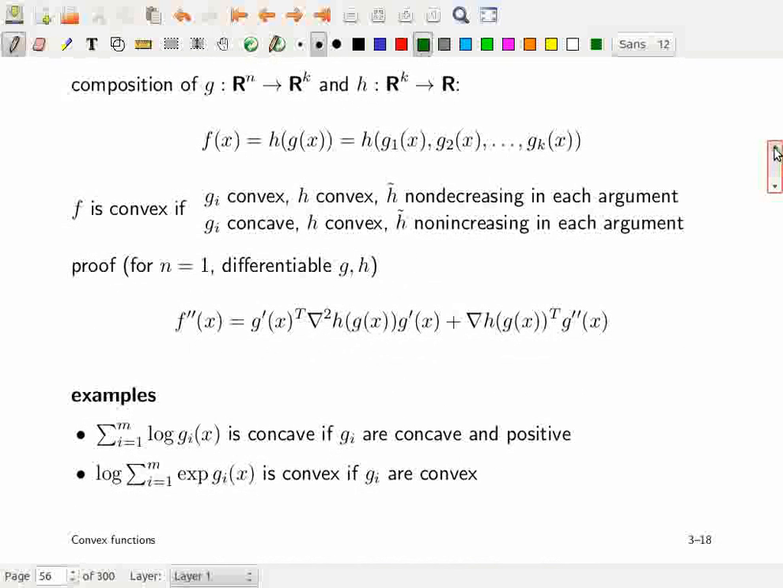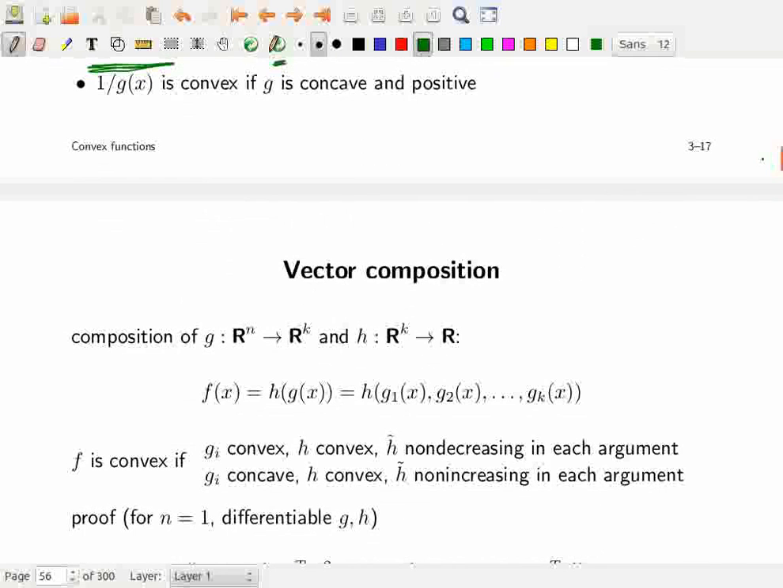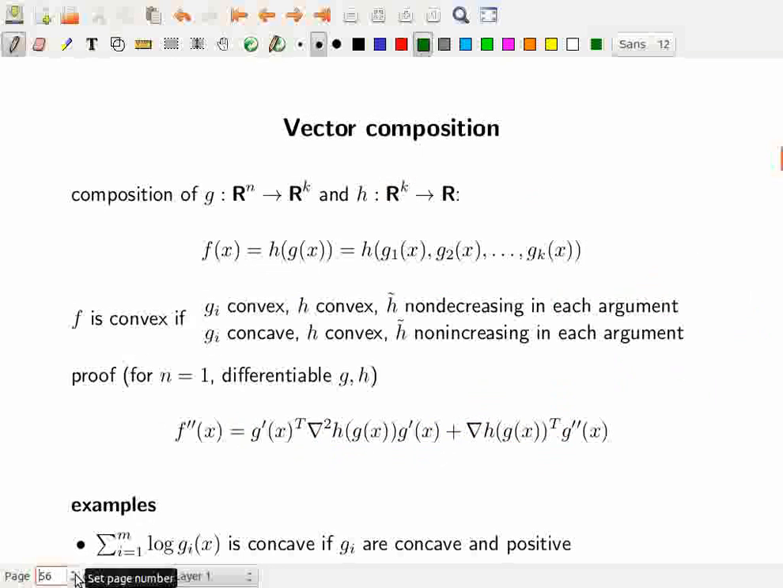In the previous case, we had only one input to h, but here we have a bunch of inputs. They are a vector of the g's, and we have the same condition here. If we do the matrix derivation of the derivative of f of x, we have this term here.